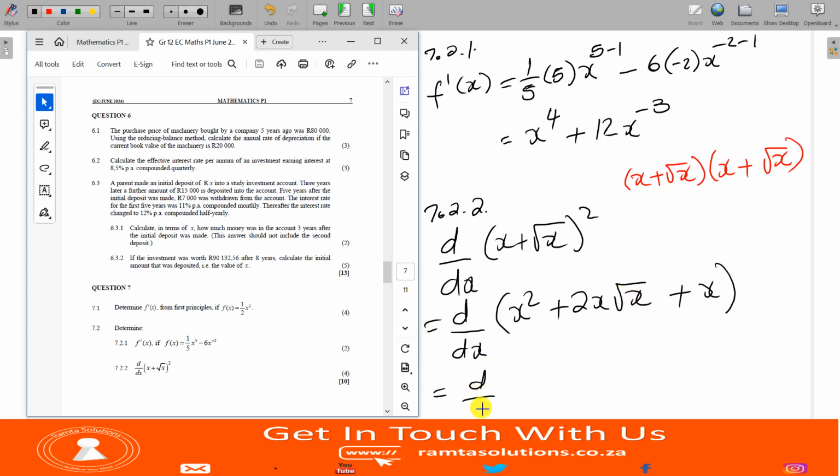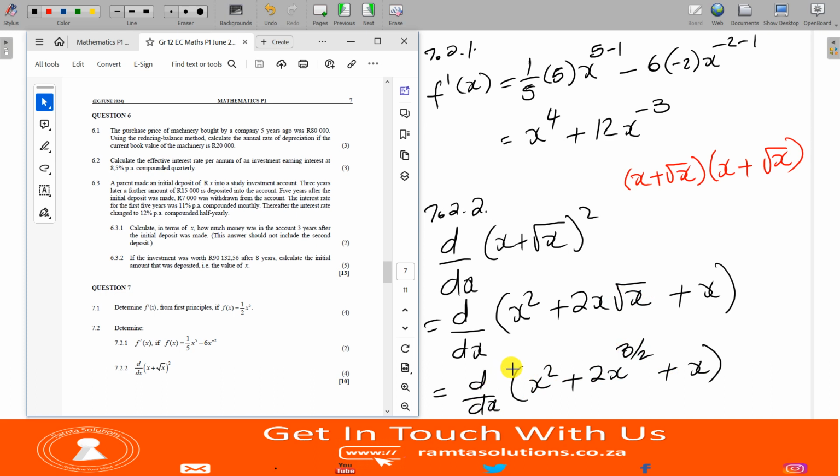Before I proceed, I also need to simplify this part further. So I'll say d/dx of x squared plus 2x. Remember, guys, square root is a power of half. So this will be 1 plus half, which is 3 over 2, plus x.